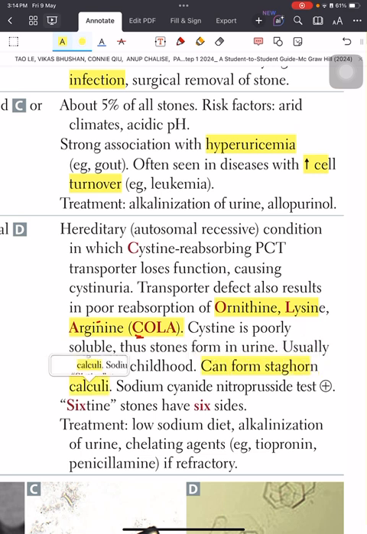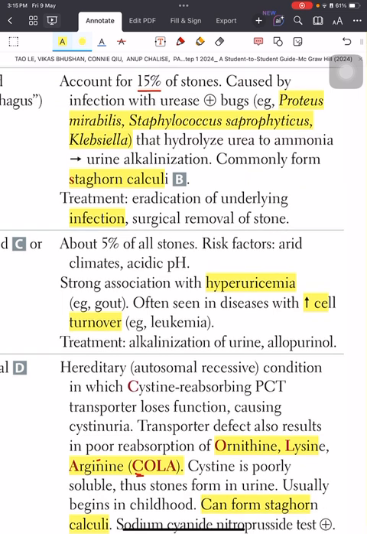It can form staghorn calculi, but I think staghorn calculi is more associated with ammonium magnesium phosphate. You can really differentiate staghorn calculi: if it's in children with cysteine stones, the history or the case will be pretty obvious. And if it's a female that has a recent infection, then you can think of ammonium magnesium phosphate.